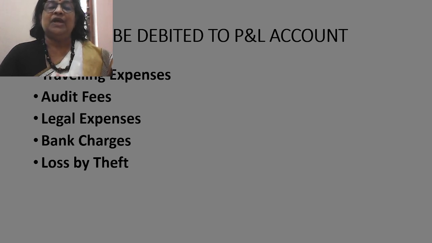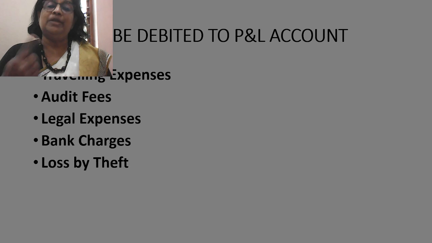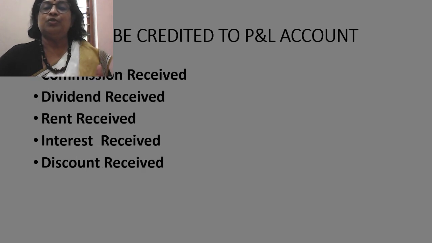Legal expenses. Imagine the firm incurring some expenses in terms of any violation of rule, any legal dispute. So you have to appoint a lawyer and you have to pay his legal fees. Bank charges. Bank will charge for SMS, ATM facility, checkbook, and whatever withdrawal you are doing, all these bank charges. Similarly, loss by theft. Loss by theft also you have to debit to profit and loss account because it's an indirect expenditure. Loss by theft by outsiders or by employees. These are the items debited to profit and loss account.